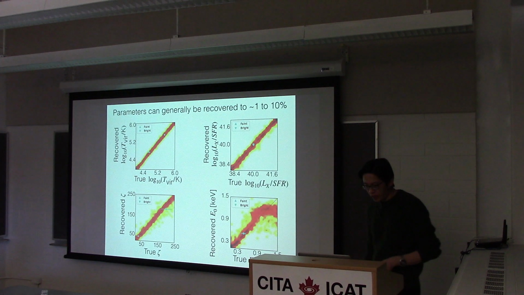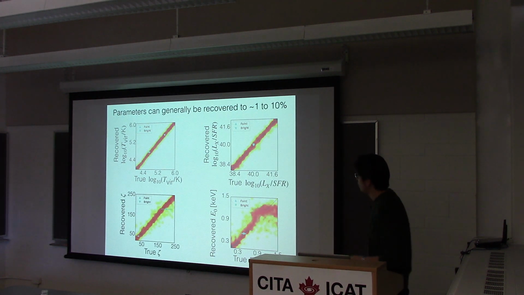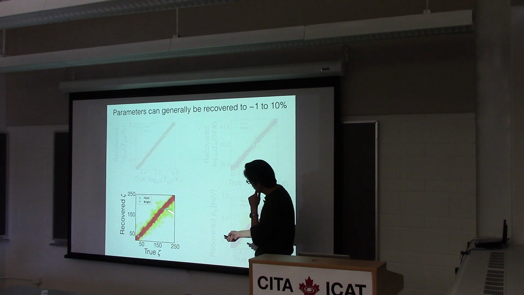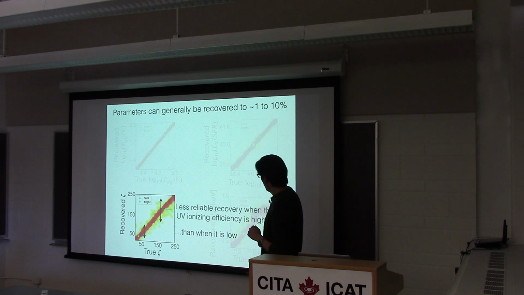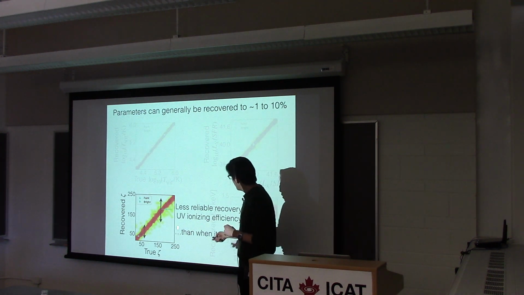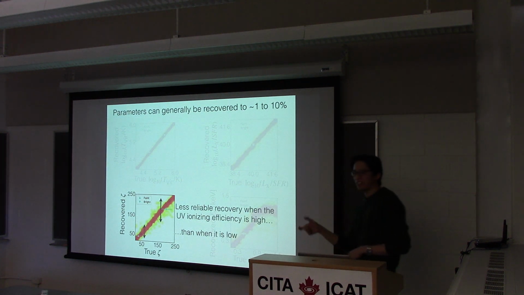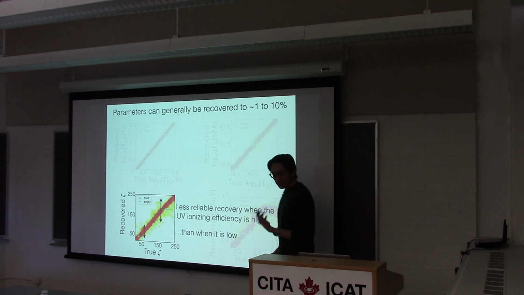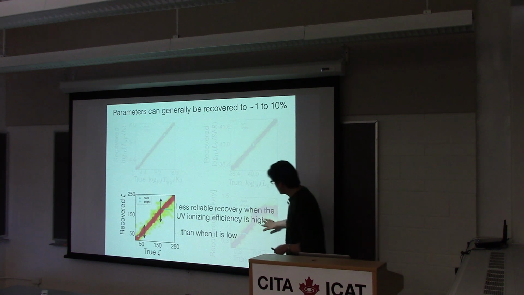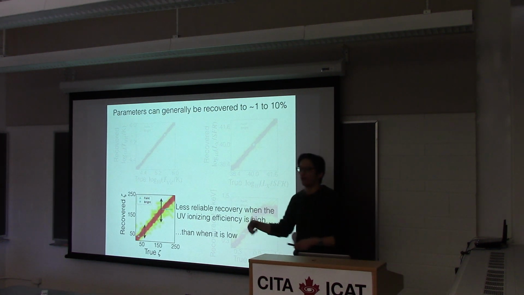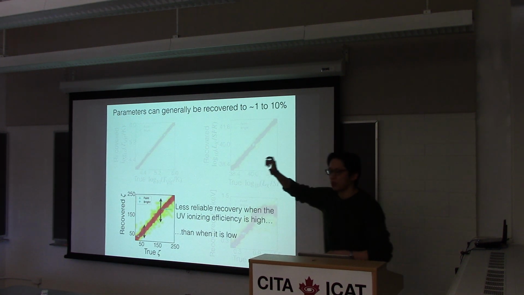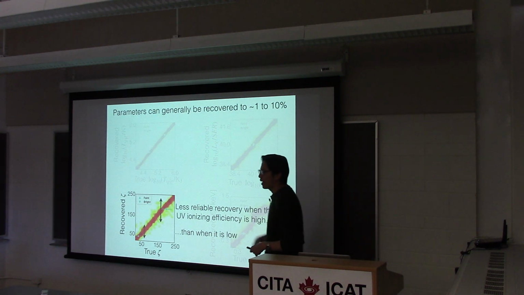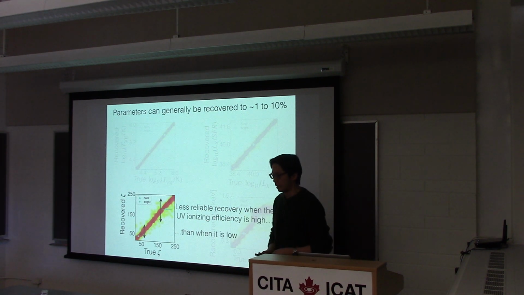There are some interesting features here. For example, if we look mostly at this plot down here, if you've got good eyes and you can see the yellow here, what you notice is that our recovery is less reliable when the UV ionizing efficiency is very high, okay? And the reason for that is that this is basically controlling the rate of reionization, right? If I really yank up the UV ionizing efficiency, I'm producing lots of UV per galaxy, and I can reionize my universe very, very quickly.